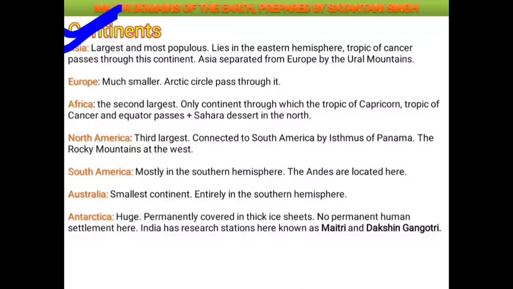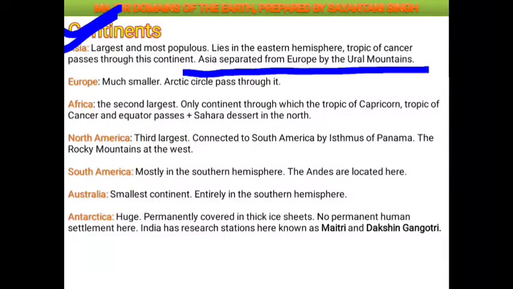First one is Asia. Asia is the largest and the most populous continent in the world, and it lies in the eastern hemisphere. The Tropic of Cancer passes through it, and Asia is separated from Europe by the Ural mountains.